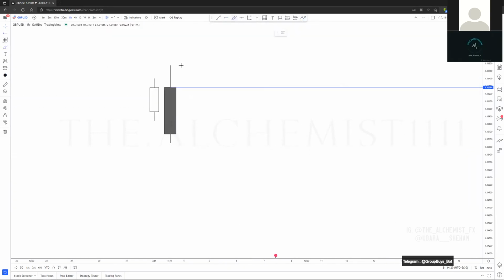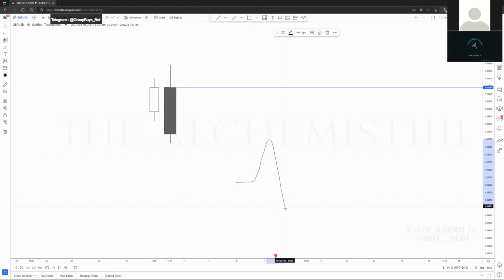Something like this. Now I'm going to draw the anatomy of this candle. This opened. Buyers started pushing it up, and then sellers started pushing it down. Then they took over. That is why it closed as a bearish candle.